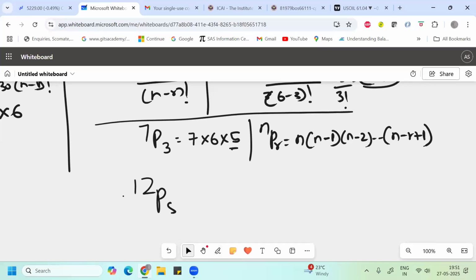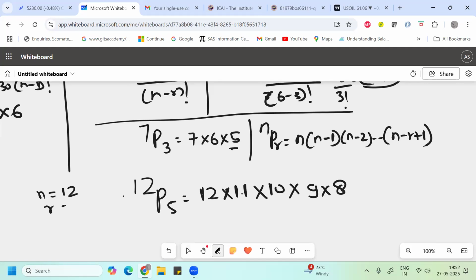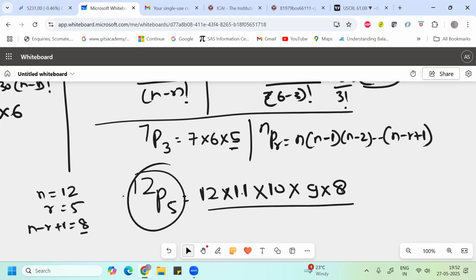12p5, what will you do? Write 12 into 11 into 10. So 3 times you have written, then 9 and then 8. So 1, 2, 3, 4, 5. This is 12p5. What did I tell you? What is n? n is 12. What is r? r is 5. And what is n minus r plus 1? 12 minus 5 is 7, 7 plus 1 is 8. So you have to write till 8. Clear? This is how you do it when you have to use nPr.